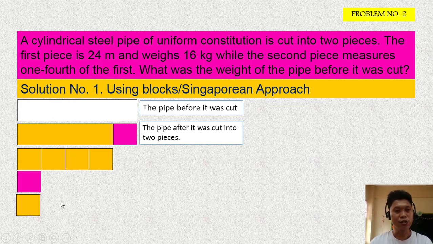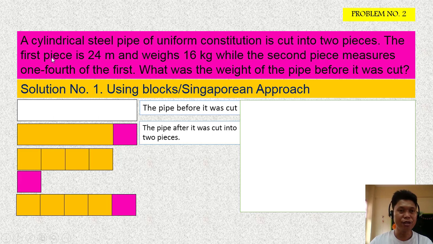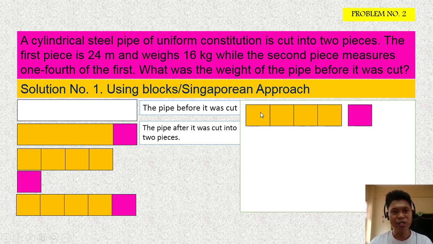Okay? Ang susunod natin ay ganito na. 1, 2, 3, 4. Ito yung first cut, colored yellow. And then, ang second cut ay etong color pink. Next, nakasulat dito, given na first piece is 24 meters and weighs 16 kilograms. So, paano yan? So, guhit muna natin dito. Yan. So, ang first cut daw, or first piece is 24 meters. So, in terms of height, kukunin natin na from here, going to here is 24 meters.